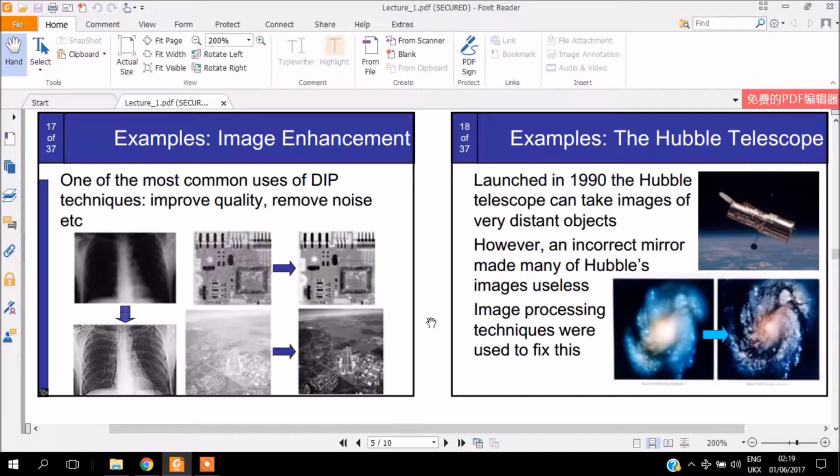Hello, today I will talk about why digital image processing is important to us.